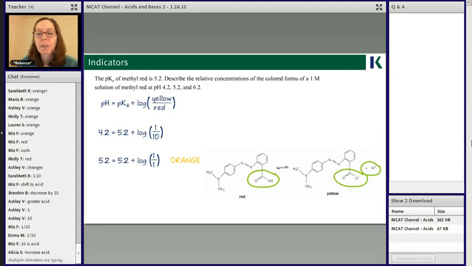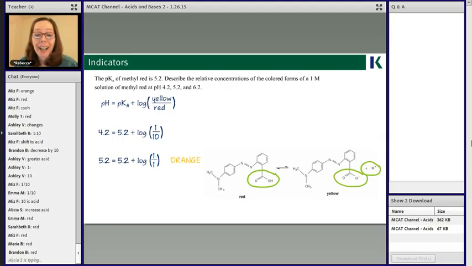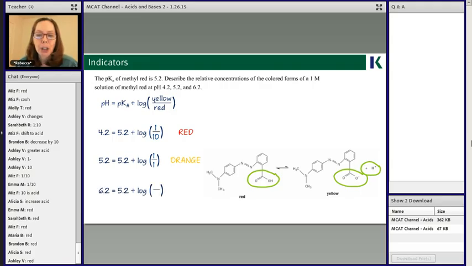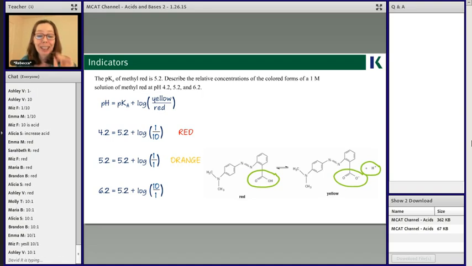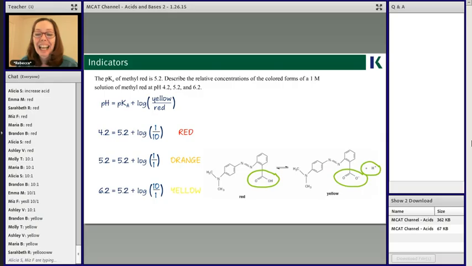So that means we've got more of what color? What color is winning out now? Yeah, it's going to be red. And what happens if we go to pH 6.2? Now what ratio do we have to have? Yeah, it's the other way around. We've got 10 times as much base, and what color is our solution? Very good, yeah, it's going to turn yellow.